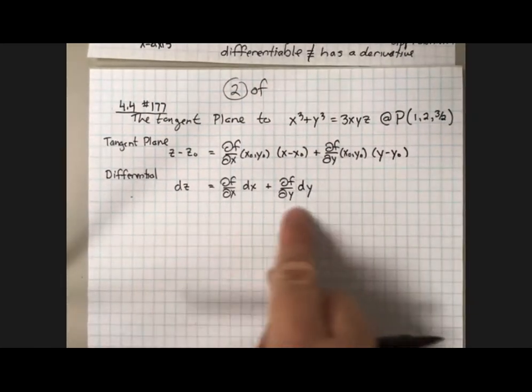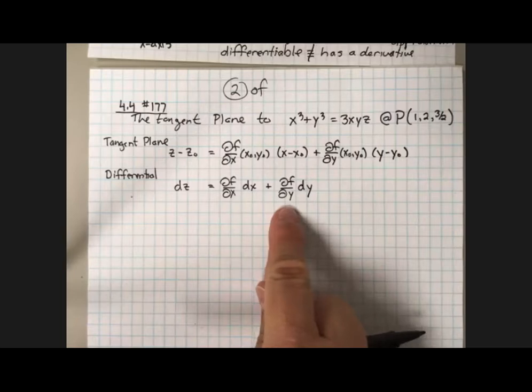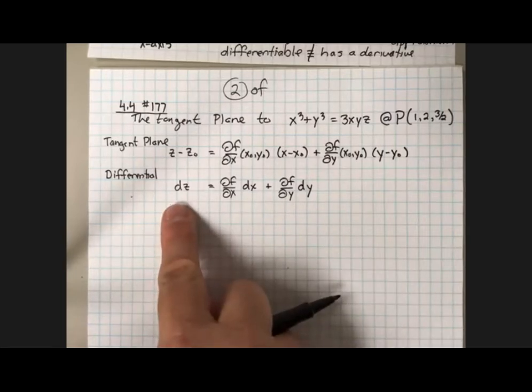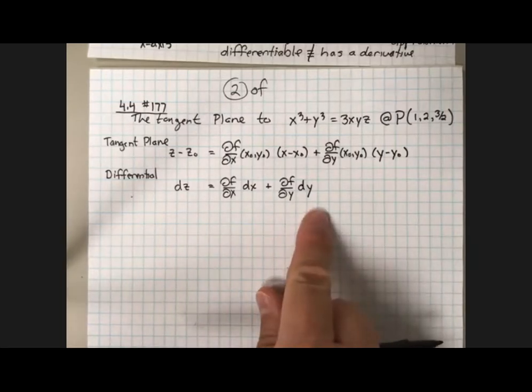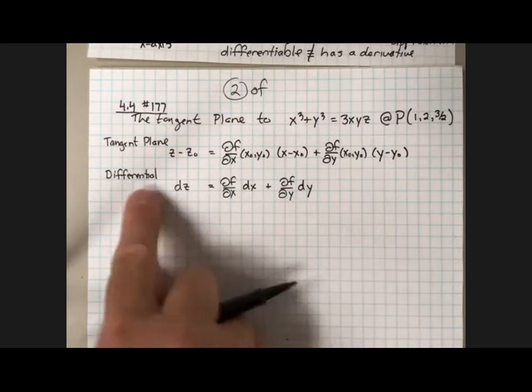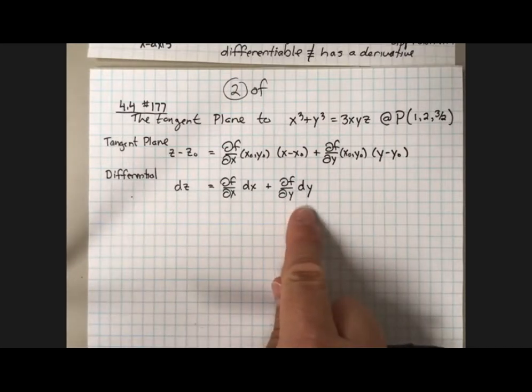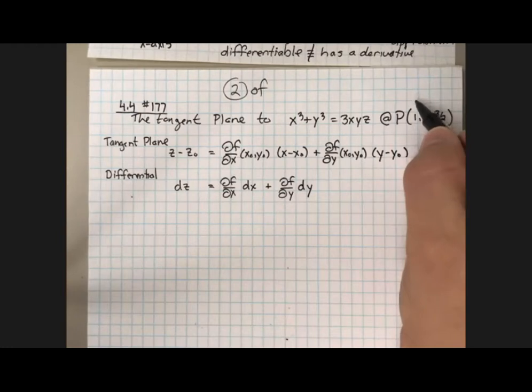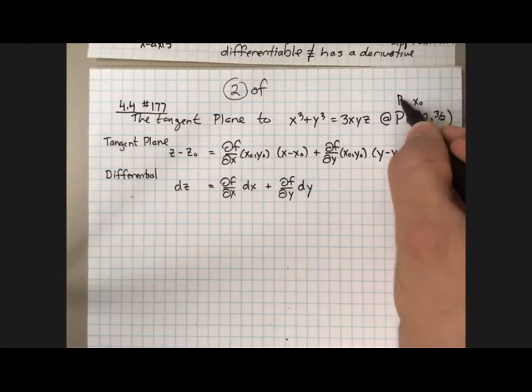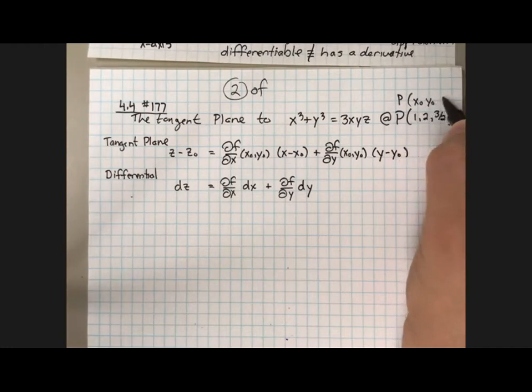Now, this differential notation right here is a little more compact, a little more economical. You see, I'm suppressing the x naught, y naught, z naught. I'm assuming that I'm taking the differential at a particular point. Now here, this point right here, 1, 2, and 3/2, is my x naught, y naught, z naught.